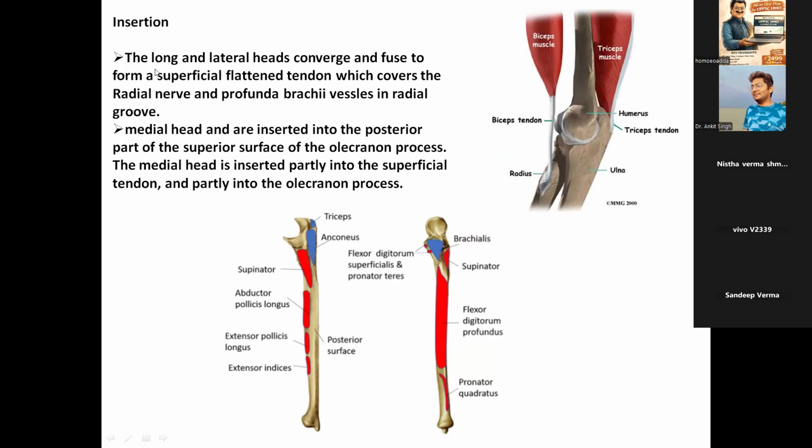Out of this, the long and the lateral head converge and fuse to form a superficial flattened tendon which covers the radial nerve and it is inserted in the radial groove. तो आप ये समझिए कि लॉन्ग हेड एंड लेटरल हेड वो दोनों इकट्ठी हो जाएगी एंड देन इट विल फ्यूज। पर ये जो मीडियल हेड है, that is inserted in the posterior part of the superior surface of the olecranon process. You see, this is the olecranon process where the cursor is.